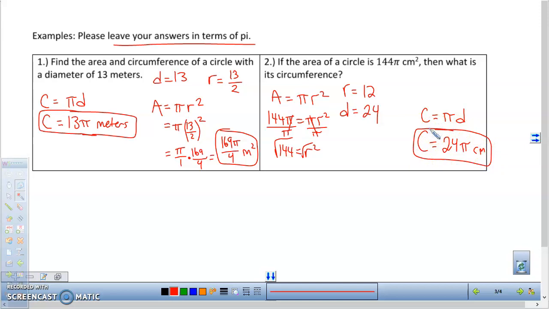All right, that's it. That is circumference and area. Pretty straightforward. Just know the formulas, and you plug in, and you're good to go.